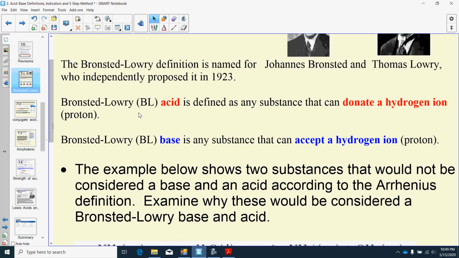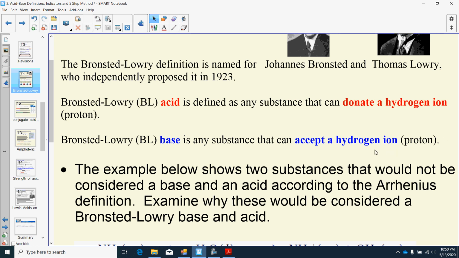So the Bronsted-Lowry, or BL for short, acid is defined as a substance that can donate a hydrogen ion. So any substance that will give away an H or donate an H is known as a BL acid. And a Bronsted-Lowry base is a substance that can accept a hydrogen ion. Okay, so if it's a compound that's taking a hydrogen ion, it's going to be a base. If it's a substance that's donating or giving a hydrogen ion away, it's going to be an acid. So quite simple, and also revolving all around the proton. So a very clear definition.